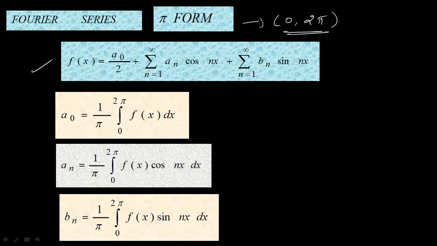So the general form of the Fourier series is f of x equal to a0 by 2 plus sigma n equal to 1 to infinity an cos nx plus sigma n equal to 1 to infinity bn sin nx. Here a0 is calculated using the formula 1 by pi integral 0 to 2 pi f of x dx, and an is calculated using the formula 1 by pi integral 0 to 2 pi f of x cos nx dx, and bn is calculated using the formula 1 by pi integral 0 to 2 pi f of x sin nx dx.